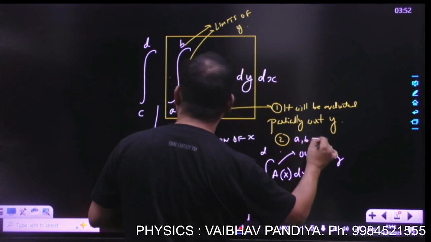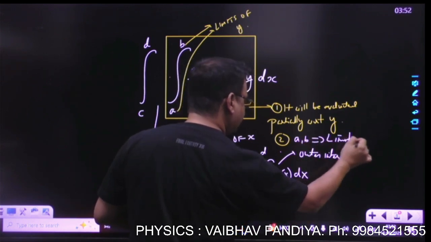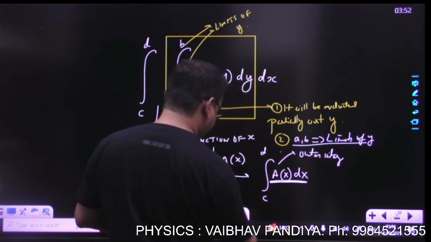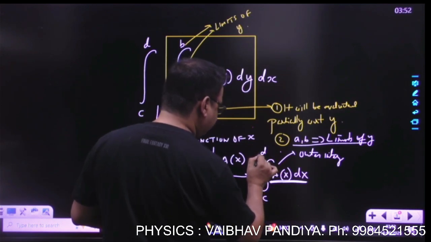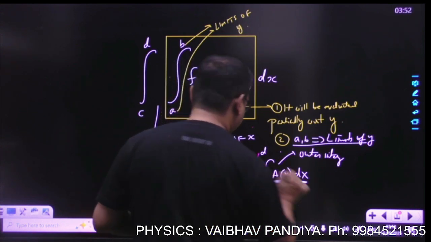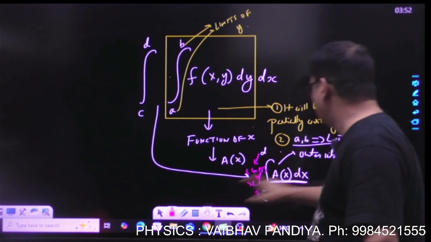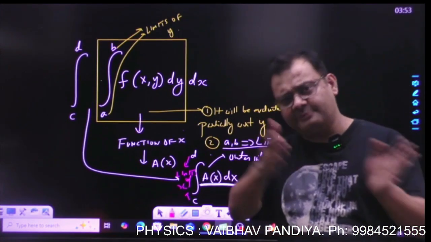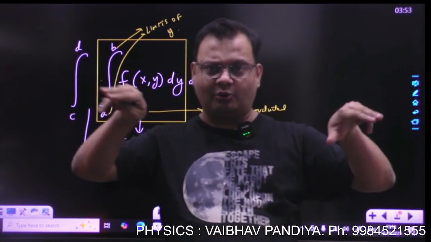A and b are what? The limits of y. Correct? Limits of y. Now in the outer integral, you are integrating with respect to x, and of course these outer limits on the outer integral sign, these are the limits of x. Okay? So this is the method which you can write in your notebook, how we are going to evaluate integral. And similar approach will be for triple integral. We will go from inside to outside. You are going from inside to outside.